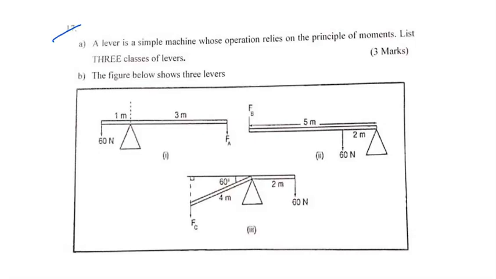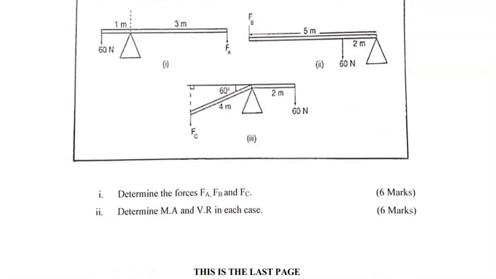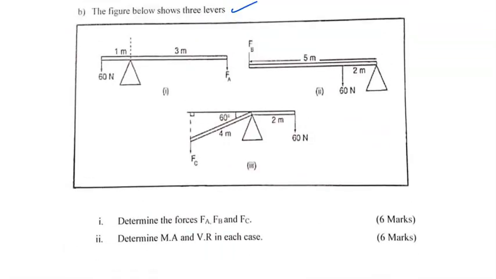Another one again I copied from an exam. You can see it was number 17. Again they're emphasizing the three classes of lever. And again, the figure below shows the 3 levers. So what are you supposed to do? Pause the video, then you check. You're supposed to calculate FA, FB, FC, MA and velocity ratio in each of the cases. You can see it's carrying a lot of marks, 12 marks.